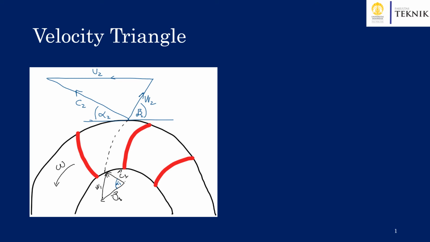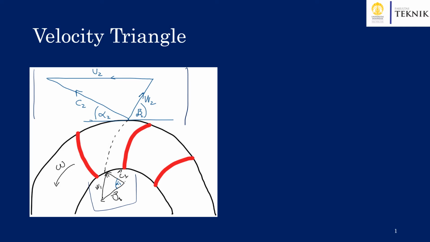To analyze the flow phenomenon of a centrifugal pump, we need to recall our memories from the velocity triangle. And now we have a clear image of two velocity triangles between the inlet and outlet of a centrifugal pump. Now let's say that we have the inlet conditions and the outlet conditions.